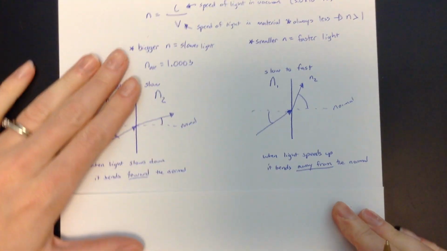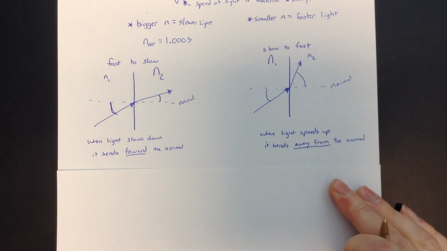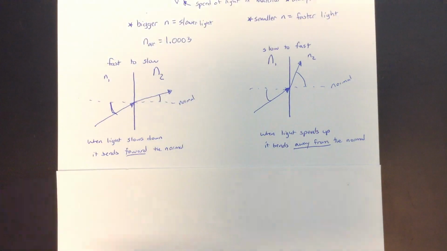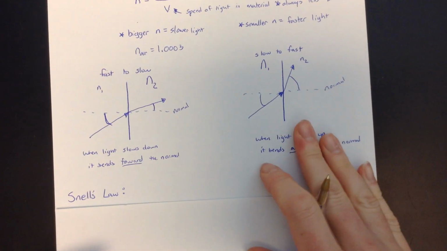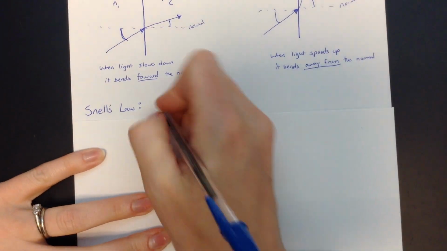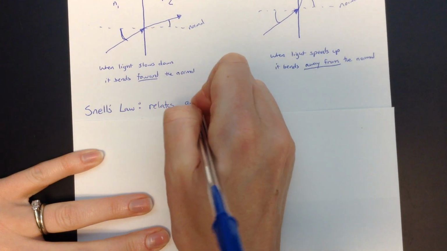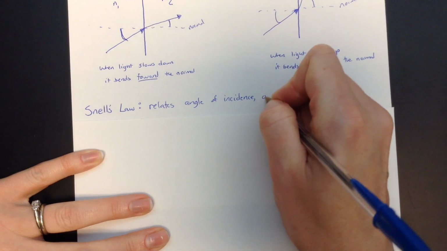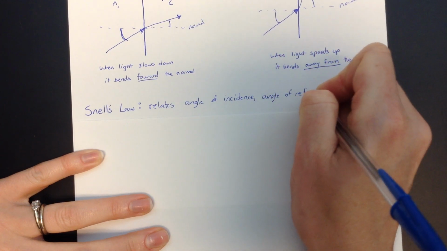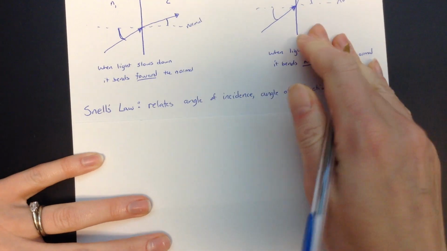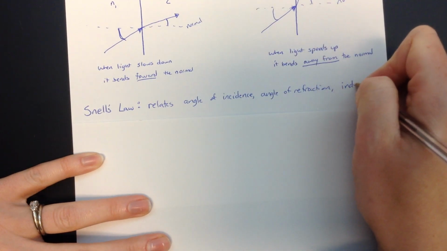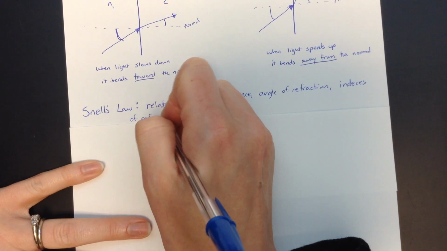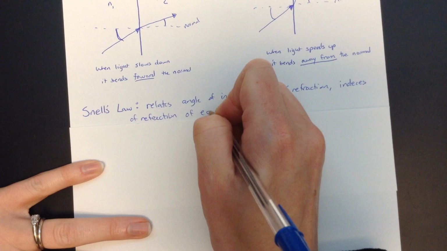Now, there's this guy named Snell who did a bunch of this, and through experimentation he was able to come up with Snell's law. Snell's law just relates the angle of incidence, the angle of refraction, and then I'm going to use a fancy word, the indices, which is the plural of index, of refraction of each material.